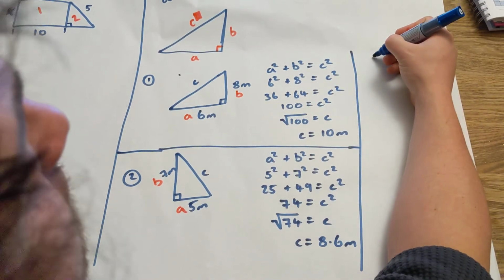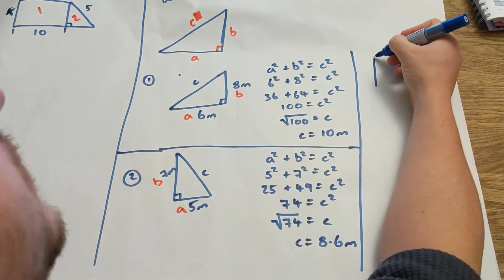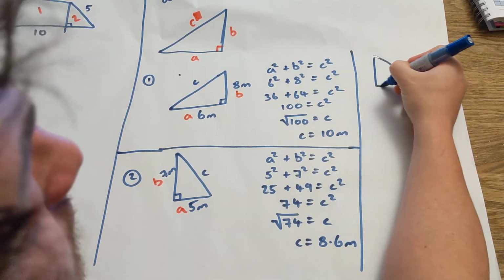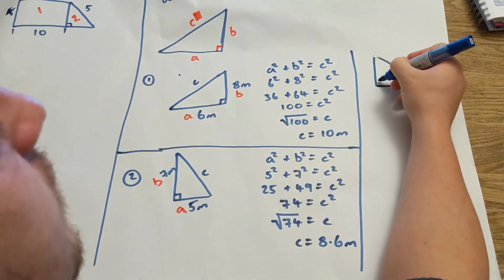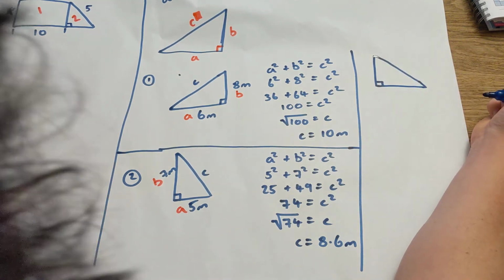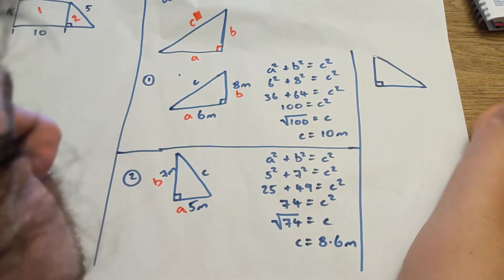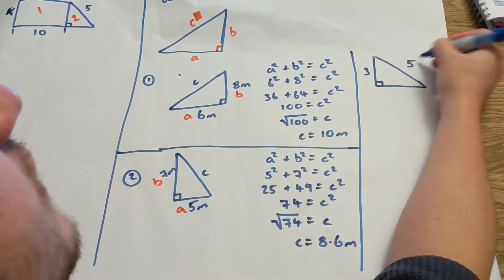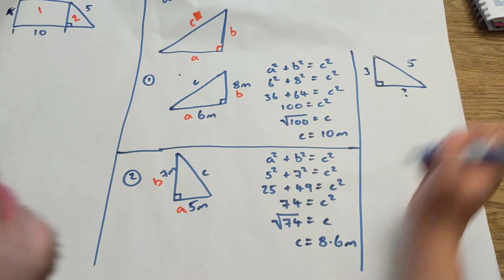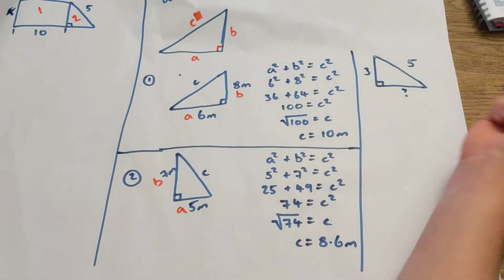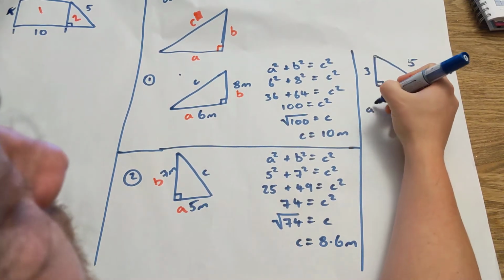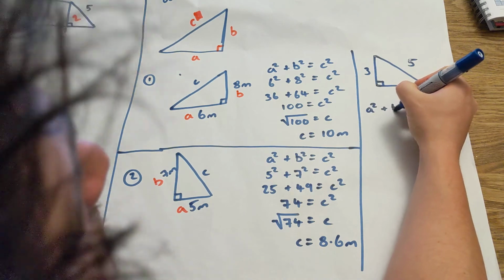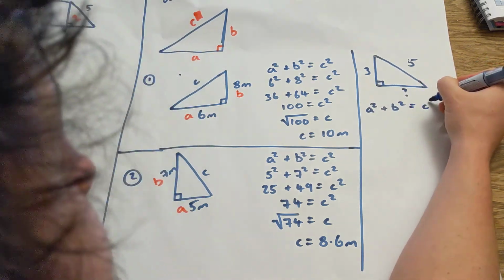Let's say then I've got a triangle. It's a right angle. Let's go with this side is 3, this side is 5. What is this side that's missing here? So again, I'll just start by writing out my formula. a squared plus b squared equals c squared.